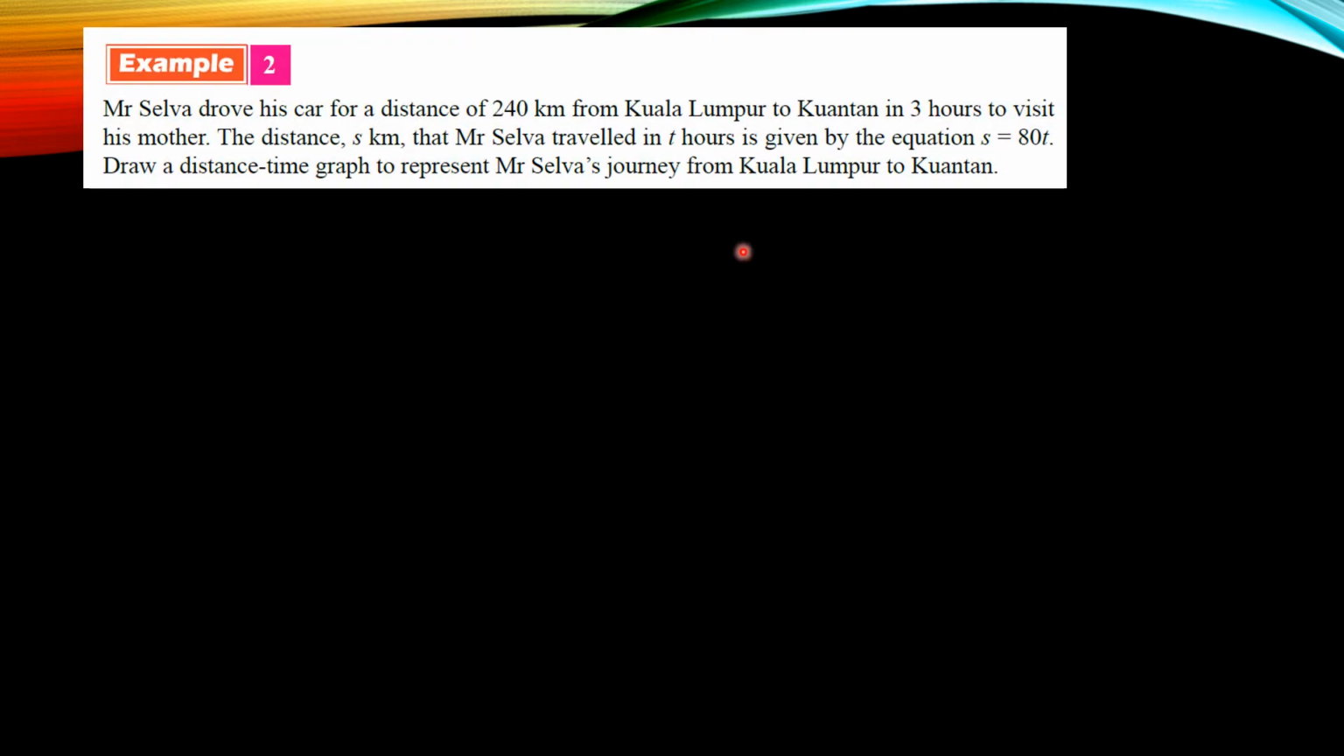Next, we look at example 2. You can refer to your textbook at page 185. Mr. Selva drove his car for a distance of 240 km from Kuala Lumpur to Kuantan in 3 hours to visit his mother. The distance in kilometers that Mr. Selva traveled in t hours is given by the equation S equals 80t. Draw a distance time graph to represent Mr. Selva's journey from Kuala Lumpur to Kuantan.